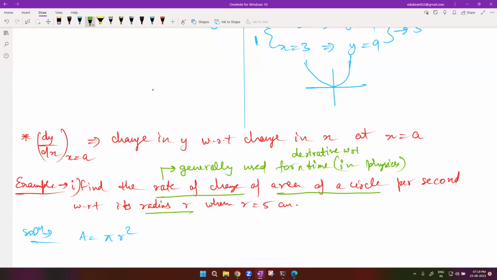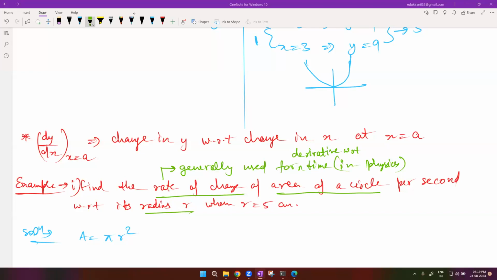Derivative with respect to time, right? So whenever the rate of change is being asked and nothing is defined, I mean there is nothing given, in that case, you must differentiate the given equation in terms of time.